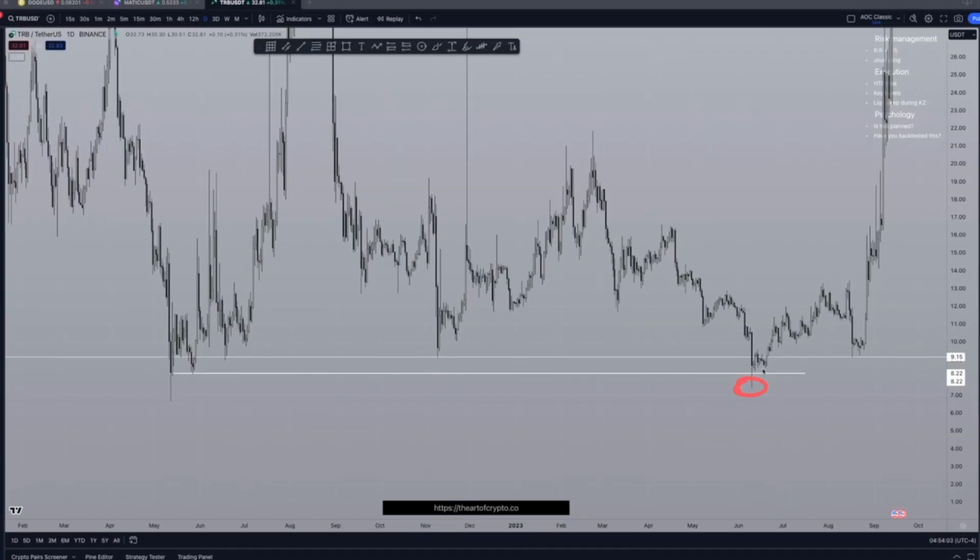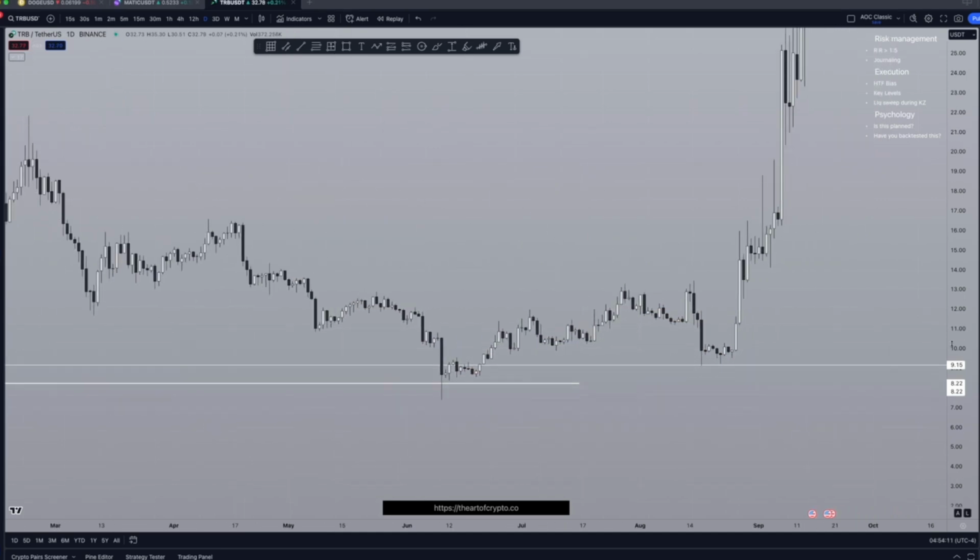So once you've taken that out, then starts a little mini impulse swing, right? That's a 1, 2, 3 swing. And then you just hop down here to clear out the liquidity. Now, this is a liquidity sweep.